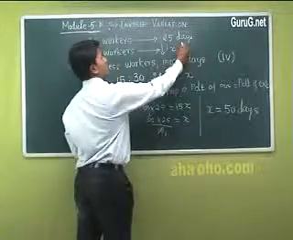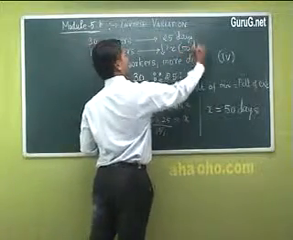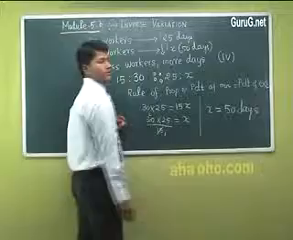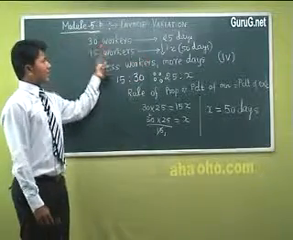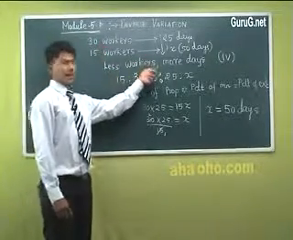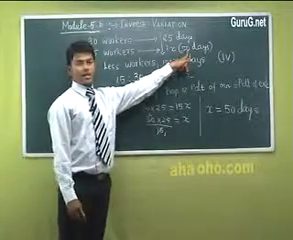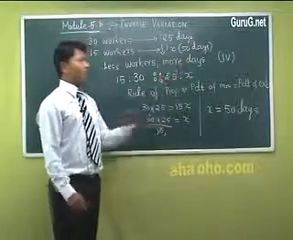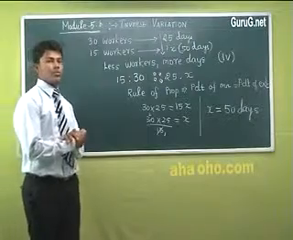So what is the value for x? It is 50 days. So it is clear, as the number of workers decreases, the number of days has increased. So this is the method for solving the problem of inverse variation.